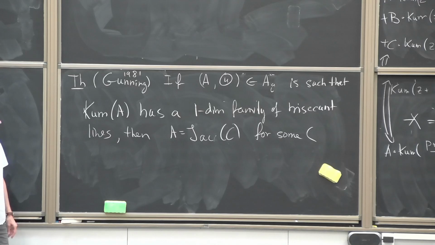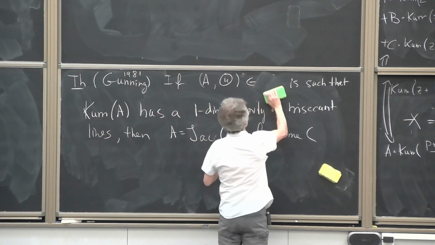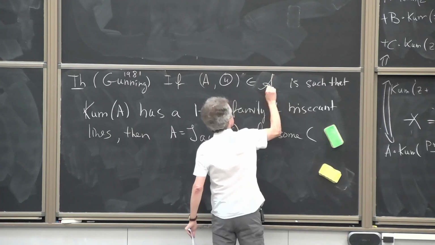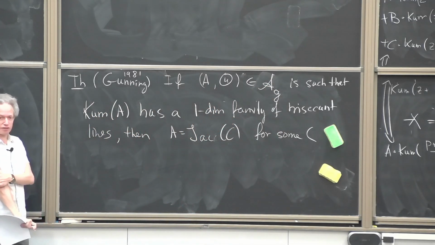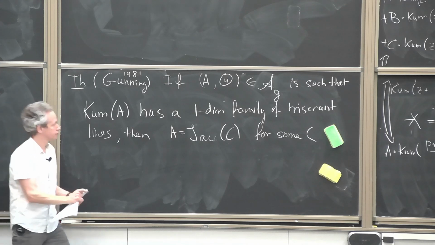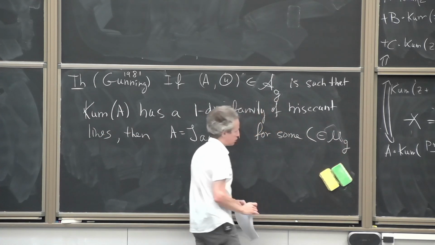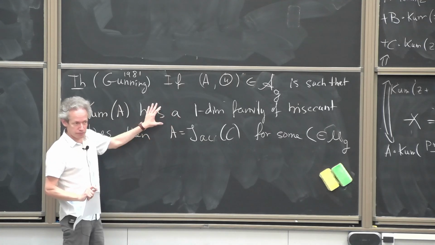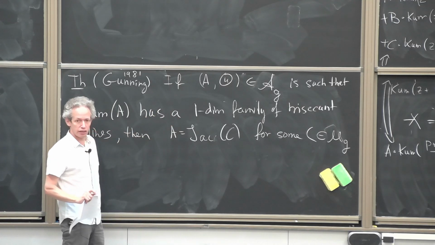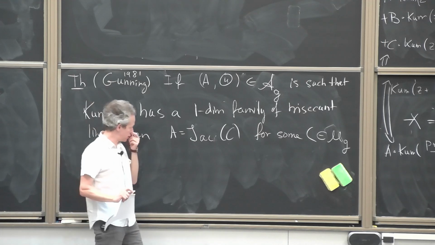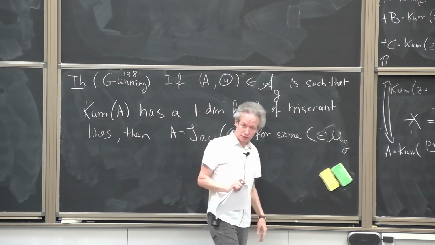Yes? Moduli space of principally polarized abelian varieties of dimension g. So this is a solution of the Schottky problem. It tells you when an abelian variety, a principally polarized abelian variety, is a Jacobian of a curve. It's a wonderful result, very famous.